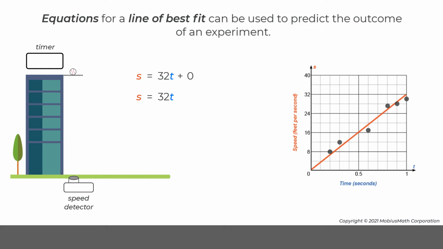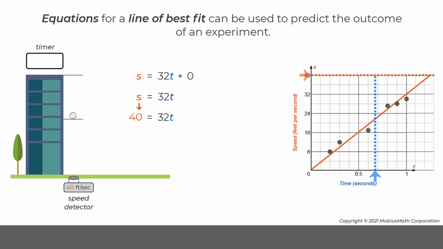The equation can also be used to find the elapsed time for a given speed of the ball. For example, if the ball is traveling at 40 feet per second, this value can be substituted into the equation. Then, the equation can be solved for t to determine that 1.25 seconds after dropping the ball, the speed of the ball is 40 feet per second.